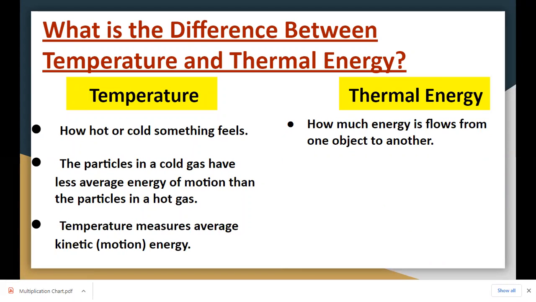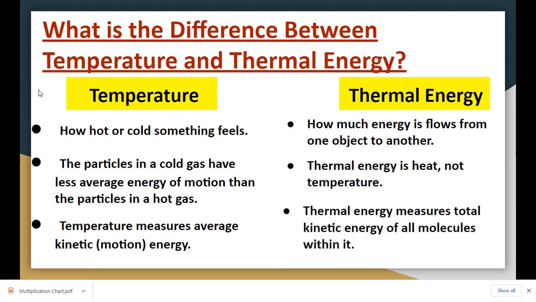How much energy flows from one object to another is thermal energy. Thermal energy is heat, not temperature. Thermal energy measures total kinetic energy of all molecules within it. So it's not measuring an average kinetic energy, it's measuring a total kinetic energy. Talk a little bit more about that later in the year.